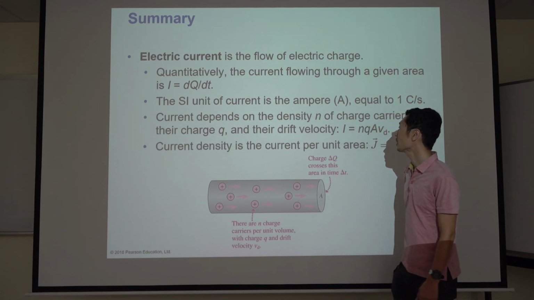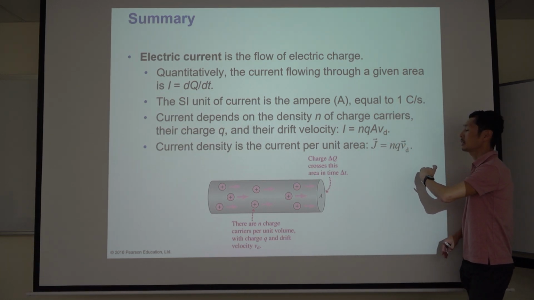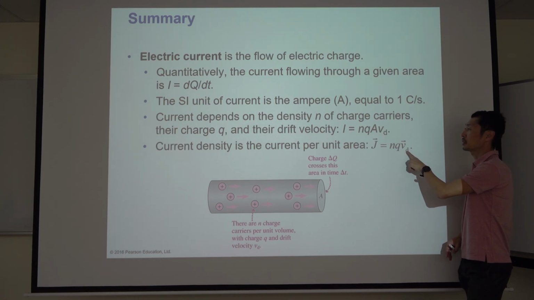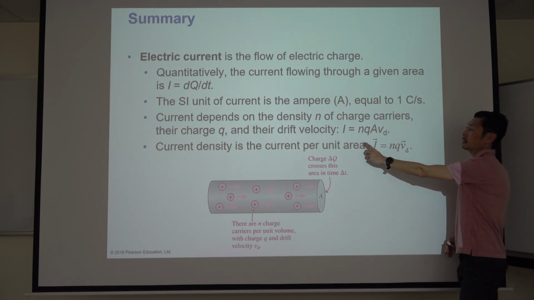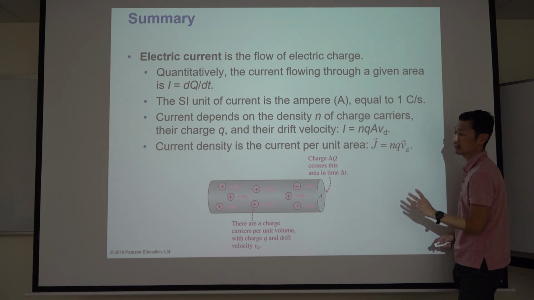Current density is the current per unit area. J is nq times velocity. Remember, this is per unit area, so there's no A in here. That's current density.